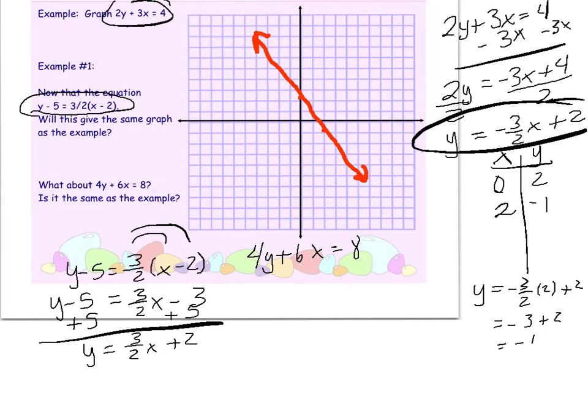If I solve for y here, what am I going to get? Well, 4y is going to equal negative 6x, subtracting that over, plus 8, right? Divide everything by 4, I get y equals negative 3 halves x plus 2. Is this the same equation?